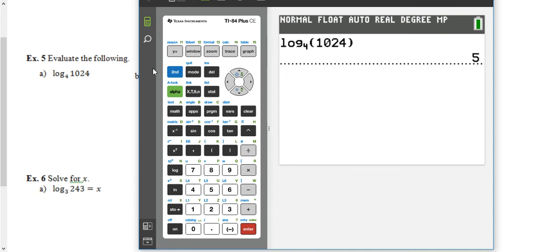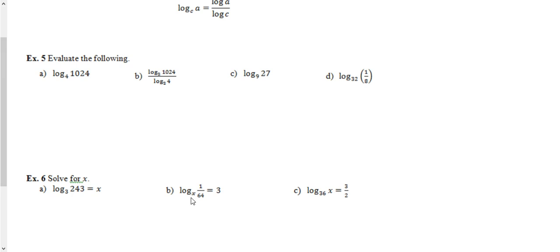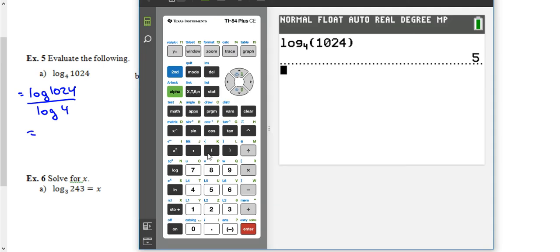And if I want to do it using the change of base method, I'm just going to set up my change of base. So this is equal to log of 1024 divided by log 4. I'm going to type that in on my calculator. Here's our log button, log 1024. Don't forget to close the bracket, divided by log of 4. And that's also going to get us to 5.